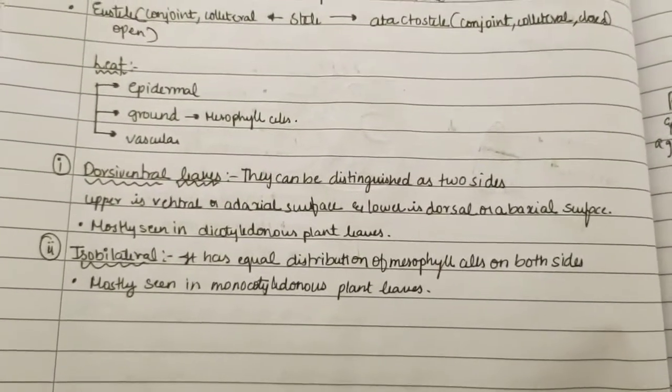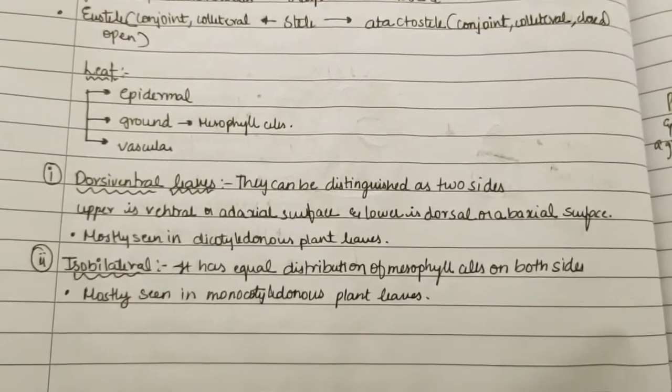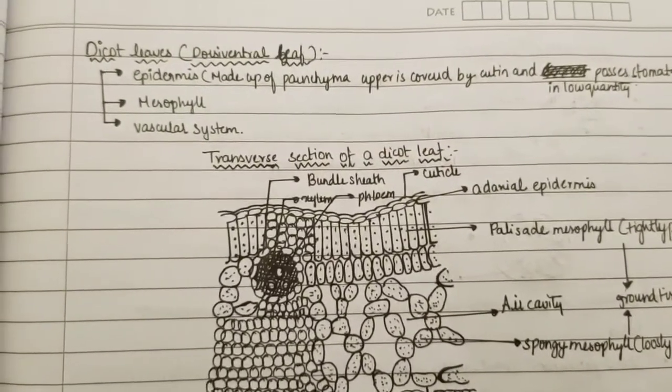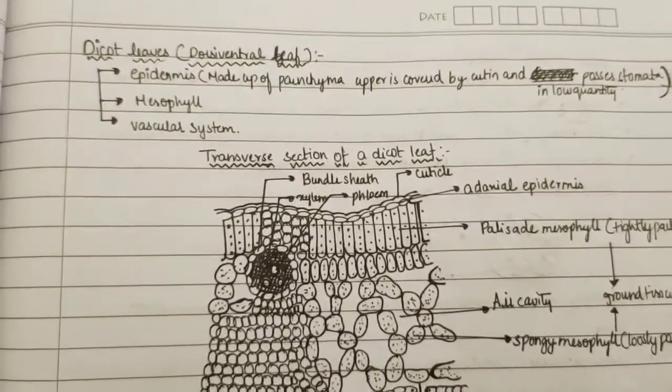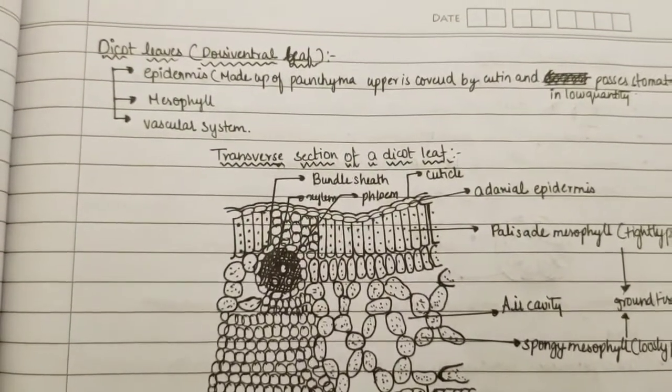The upper surface has more mesophyll cells due to the presence of chloroplasts, and the lower surface has a low number of mesophyll cells or chloroplasts. Isobilateral leaves have equal distribution of mesophyll cells on both sides, and are mostly seen in monocotyledonous plant leaves.